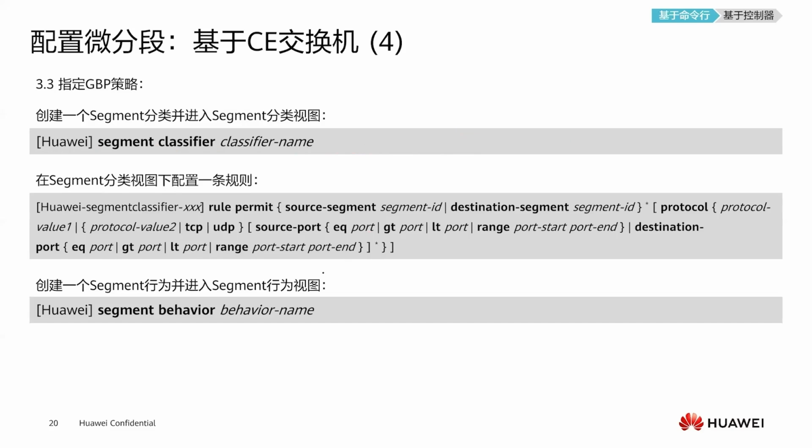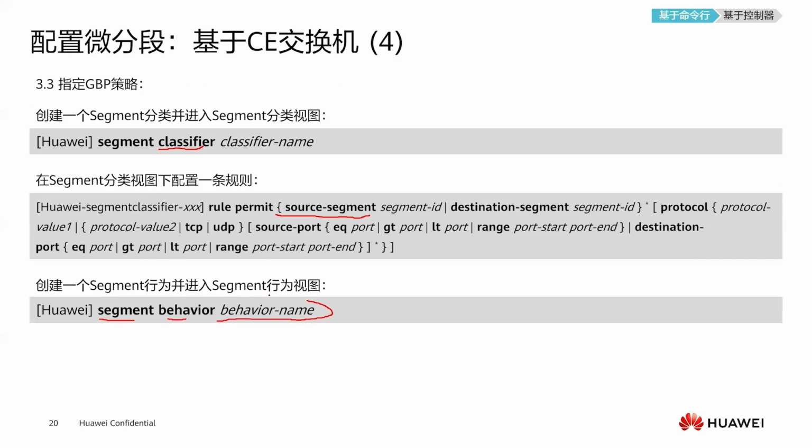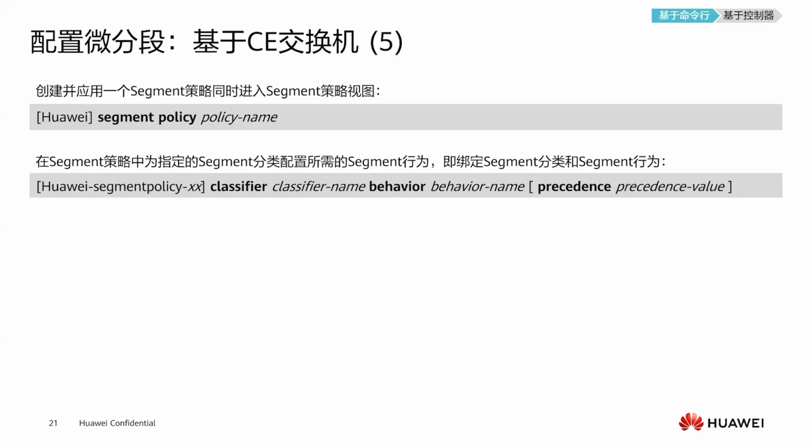Afterward, it's a bit like our MQC. We need to create a classifier, assign it a name, then rule permit source segment and our destination segment. We have to configure all of these, then set up our segment behavior, which involves configuring what exactly it will be, whether it's a permit or a deny. Afterward, we need to configure our policy, link this classifier with our behavior, similar to how we configure MQC. A simple case to look at mirrors our MQC configuration methods.